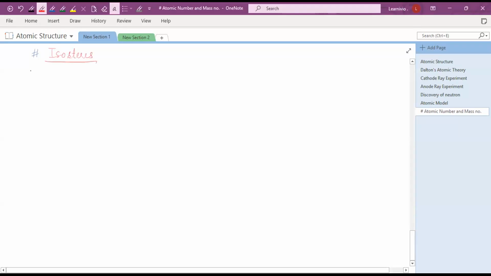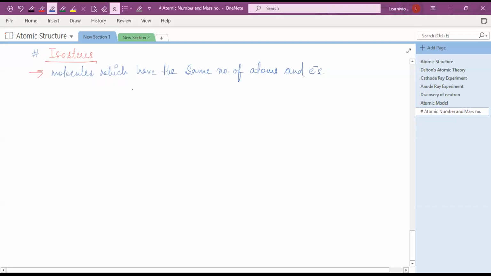So what is isosteres? The molecules which have the same number of atoms and electrons. Number of atoms and electrons are the same, that means they are isosteres. We will talk about the molecules here, right? Till now we were talking about elements, but here in isosteres we will talk about the molecules which have the same number of atoms and electrons. These are known as isosteres.